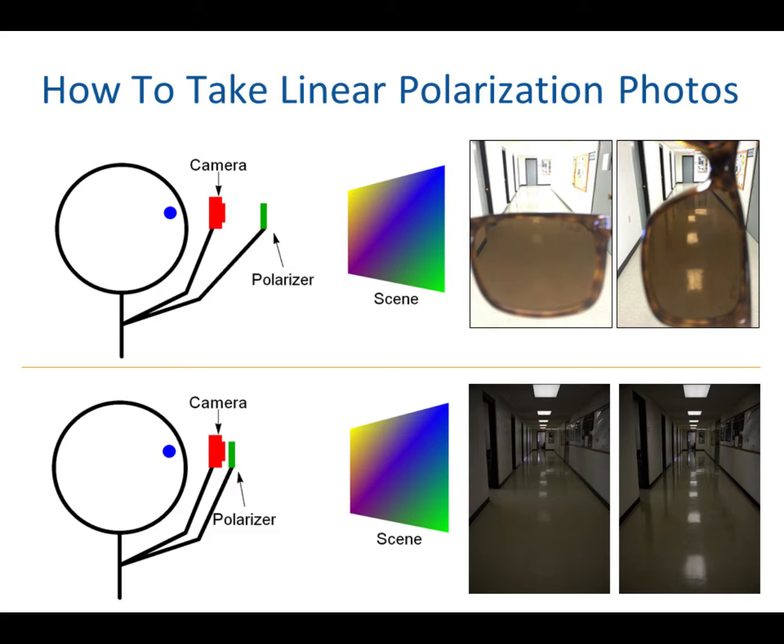So in this case, this is a hallway where we work, and Andrew's held his glasses up vertically and then horizontally, and you can see that the brightness from the reflections of the light on the ground are dimmer in the horizontal case than the vertical case. And so that's enough to take a picture that shows polarization.